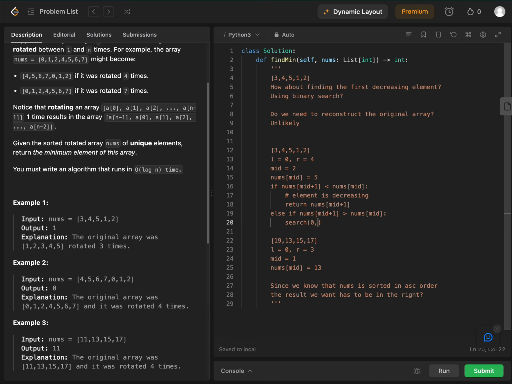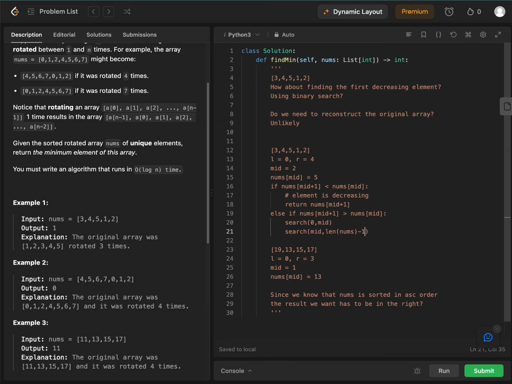You have to search from 0 to mid, inclusive, and search mid inclusive to length of nums minus 1, right? And then essentially keep finding the middle element until you realize that one of the elements has to be decreasing. The first element that is decreasing.